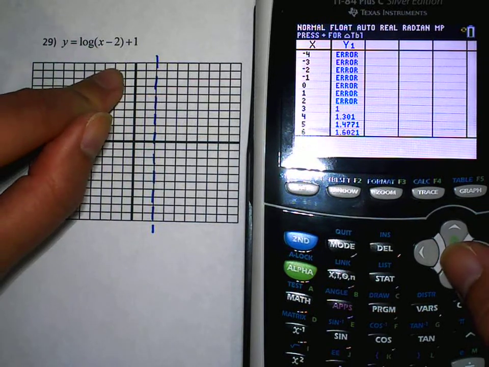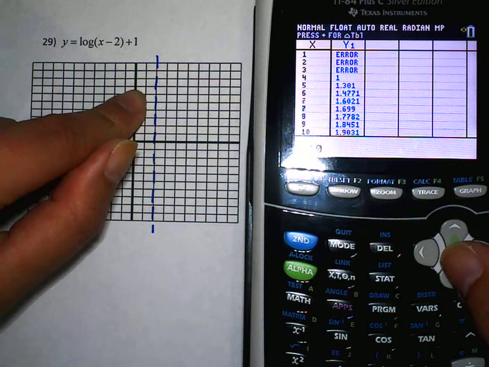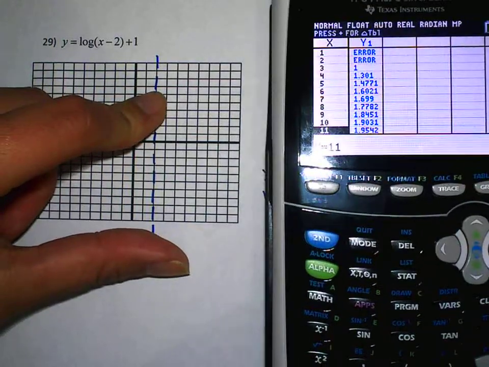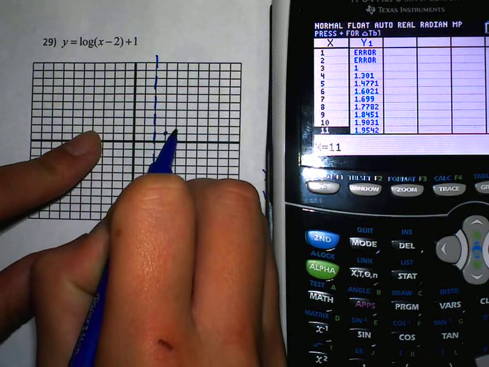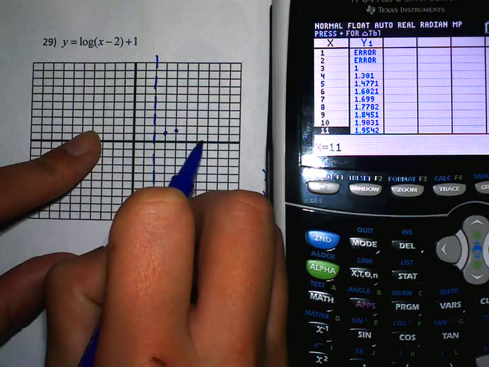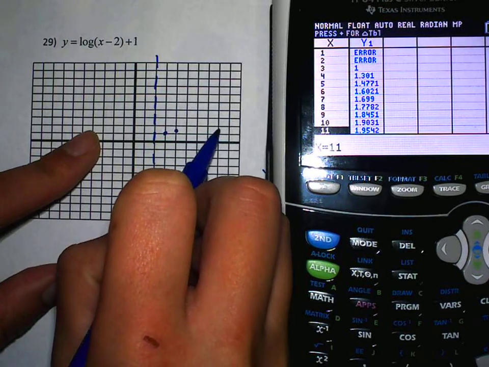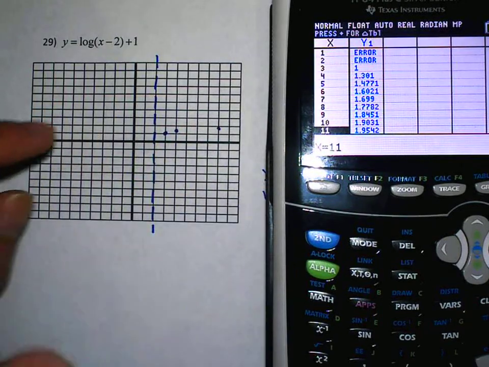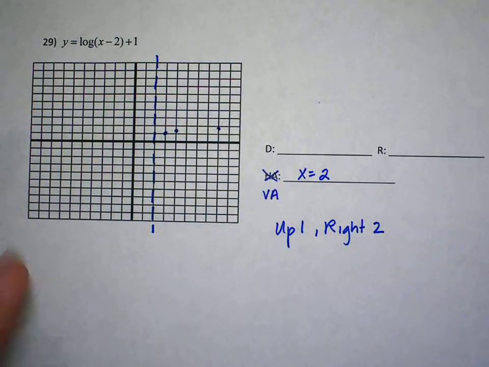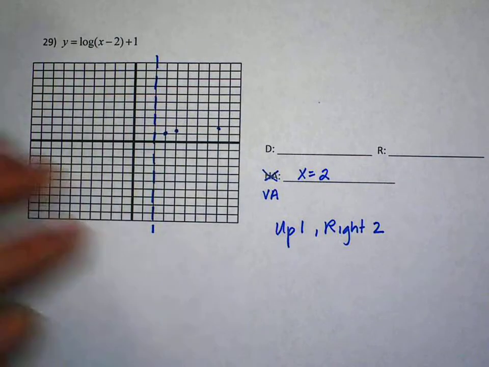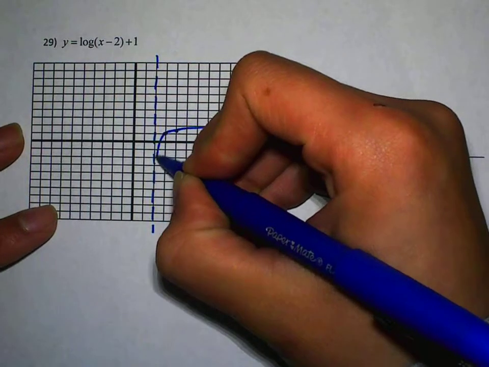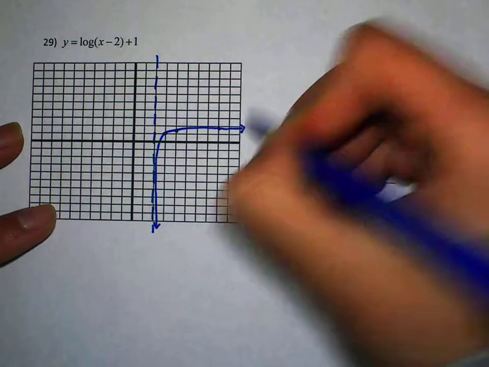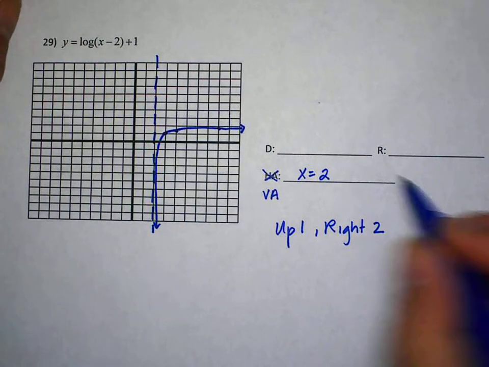So I'm going to plot some points. Alright, so at 3, at 1, and then at 8, it's 1.77. So it's a really gradual curve there. So I'm going to go ahead and go through these 3 points, get really close to my vertical asymptote, but not go through it. So there's my graph.